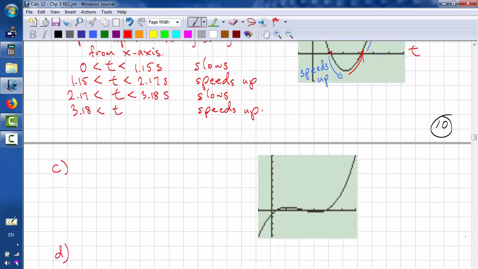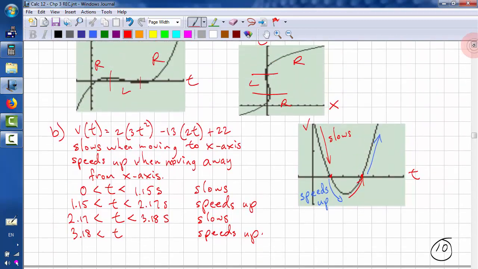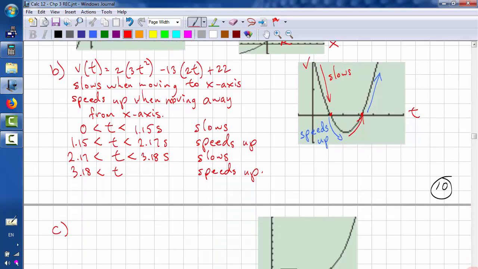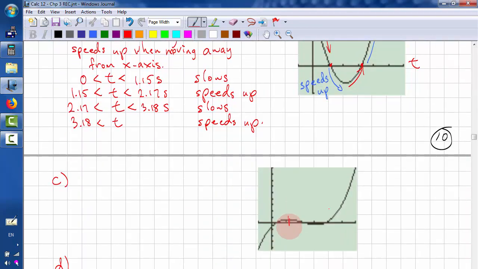Next, when does the particle change direction? So that means we're changing directions from left to right. We looked at this earlier. It's at this point, so the maximum and minimum of our function. Okay, so at this point, we want v of t equal to 0. So we have 6t squared minus 26t plus 22 equals 0.